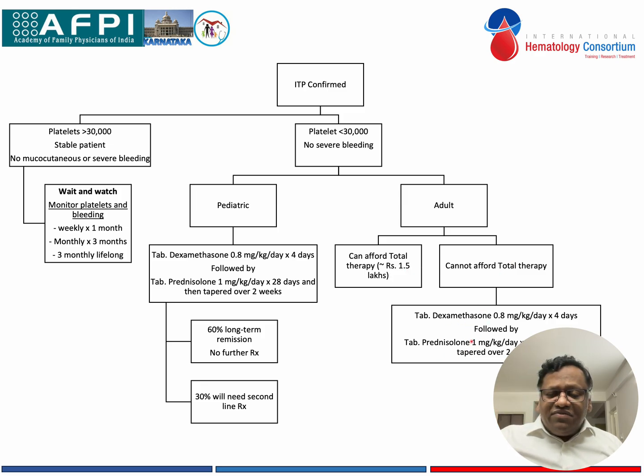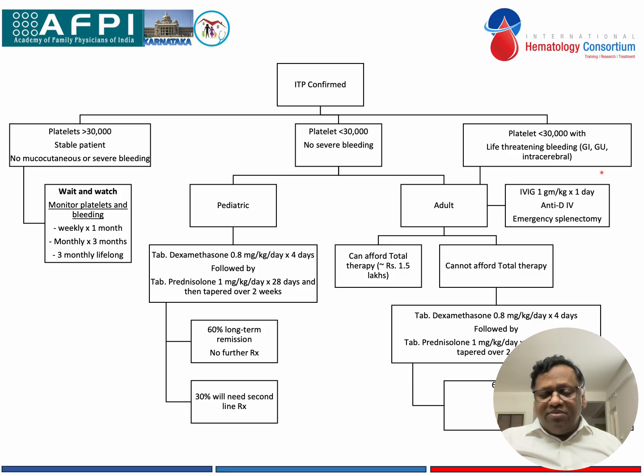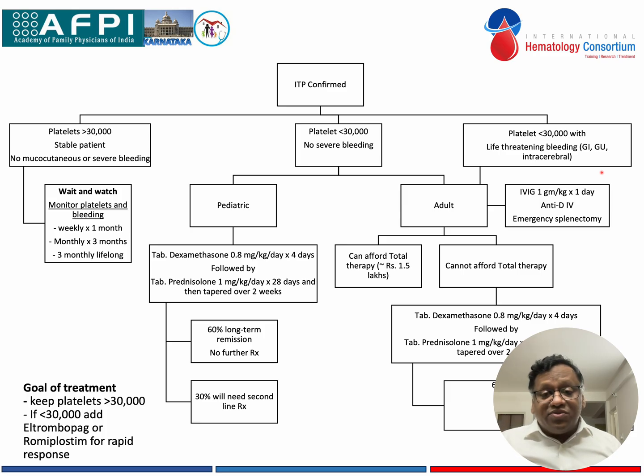If they can't afford, we give steroids, dexamethasone followed by prednisolone, and then add second line. Here it's second line, I'm sorry, because the video it's not visible. So second line we will add azathioprine, danazol, sometimes dual agent. This is how we manage patients more than 30,000, less than 30,000, no severe bleeding, pediatric adult, and less than 30,000 with life-threatening bleeding. So somebody comes with intracranial hemorrhage, hematemesis, lower GI bleeding. In those, we give IVIG. All right. And sometimes we have to do an emergency splenectomy because nothing else works.